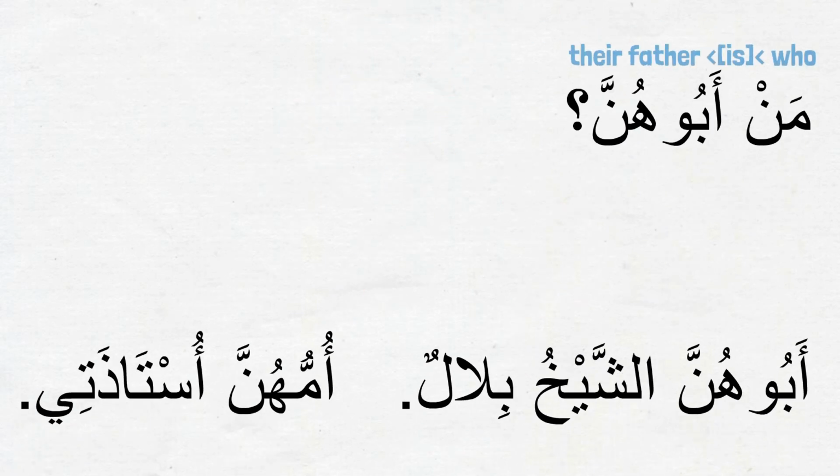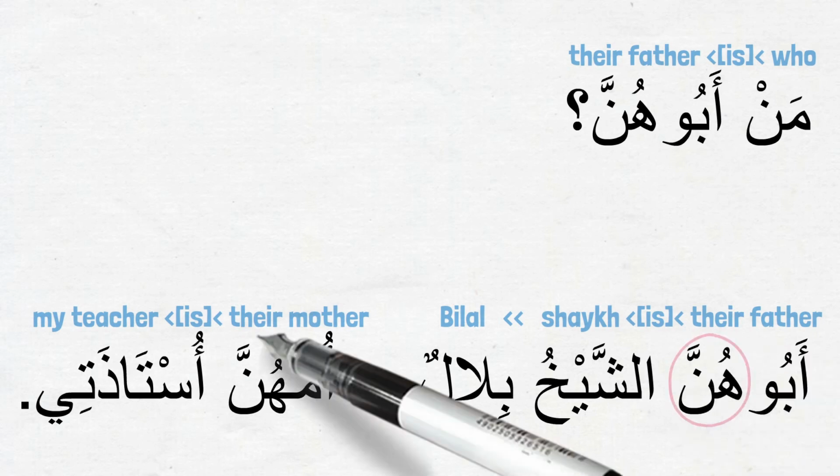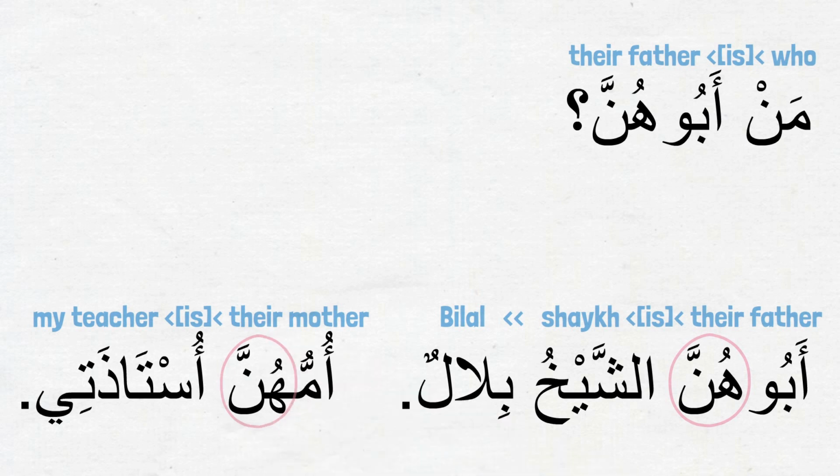من أبوهن? Who is their father? أبوهن الشيخ بلال. أمهن أستاذتي. Their father is Sheikh Bilal. Their mother is my teacher. Here, Dr. Abdul Rahim is giving us example usages of ضمير متصل هن. Hunna is still referring to the plural ism al-fatayatu.